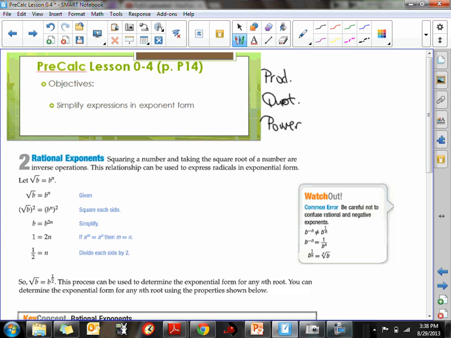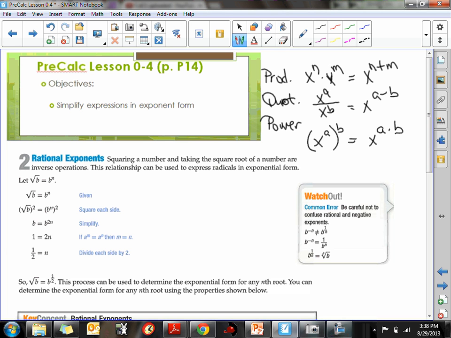So we've been using these, but your product rule simply says if you have x to the n times x to the m, it's equal to x to the n plus m. If you have x to the a divided by x to the b, it's equal to x to the a minus b. I can use whatever letters I want for those. And the power rule says power to power, so if I have x to the a raised to the b, it's equal to x to the a times b. So we're going to convert these radicals into exponent form so that we have some flexibility working with them.